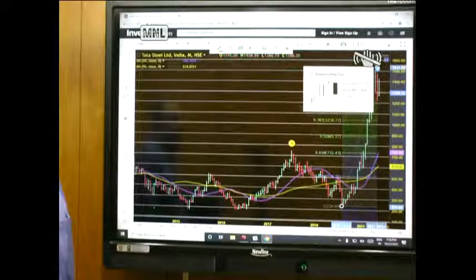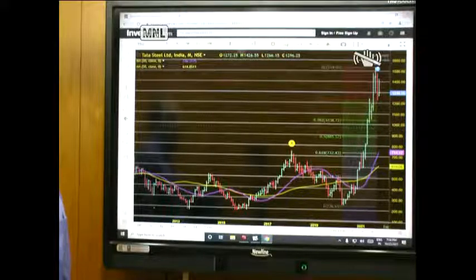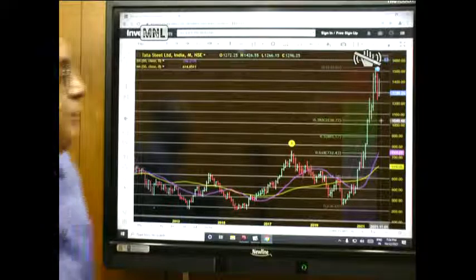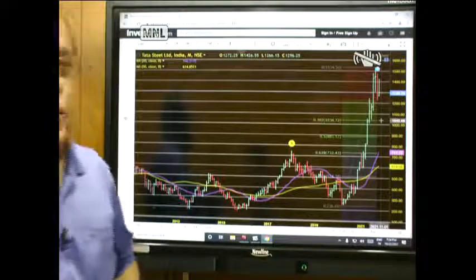Now this is Tata Steel. It held on first to the 23.6% retracement. This is 1228, 1230. Now if this is going to fall, then probably we will be heading towards the 1050 marks, 1040, 1050, and then probably to a much lower level. So 1040 is a possibility in case 1228 is broken.